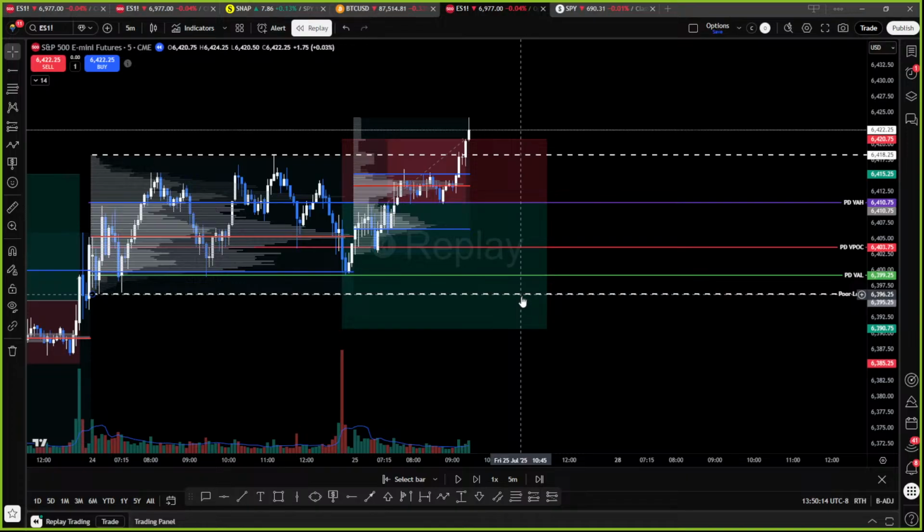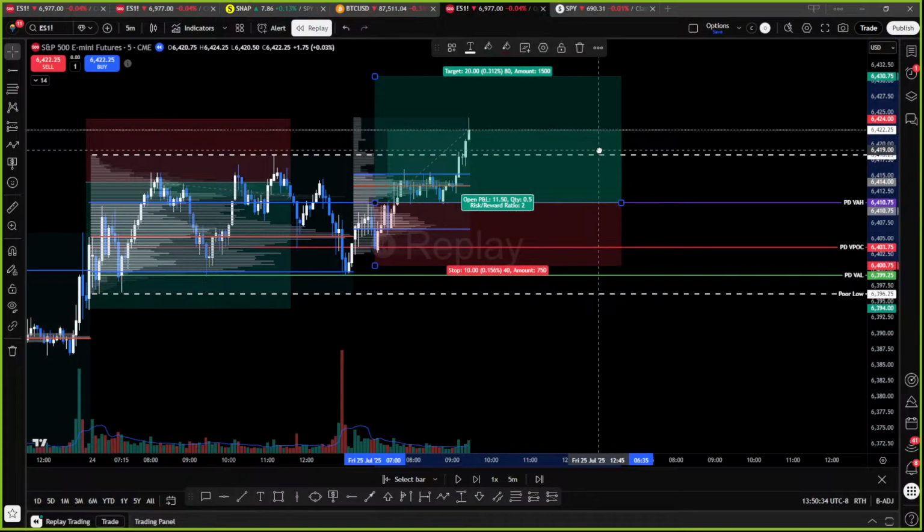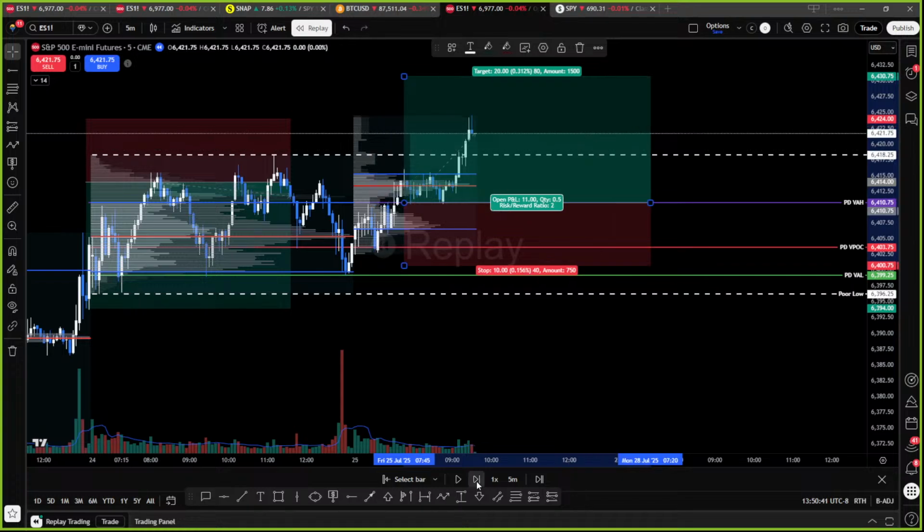So here we broke above. This is our retest. I guess maybe I'm asking for too much with the 20 point. There it is. 1 win, 4 losses. Where are we at? Okay, and the day's almost over.